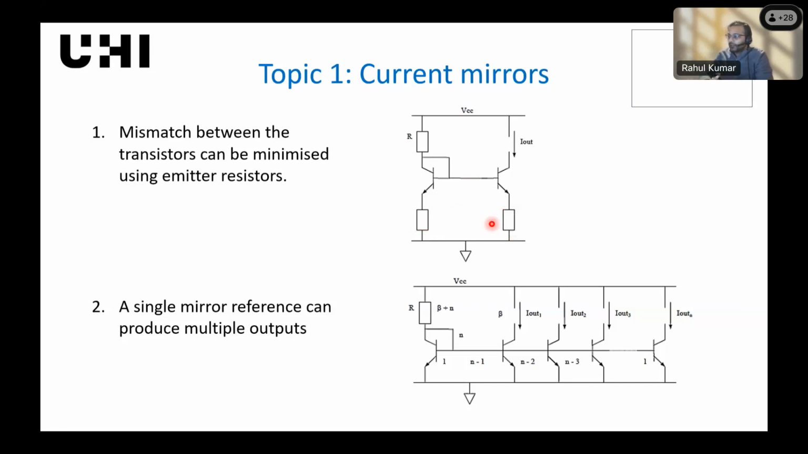We are not going to spend a lot of time discussing it, but yes, we can do that. And another thing we can do using a current mirror circuit is produce multiple outputs with slightly different values. From the same current mirror circuit, we can produce different values of output current.